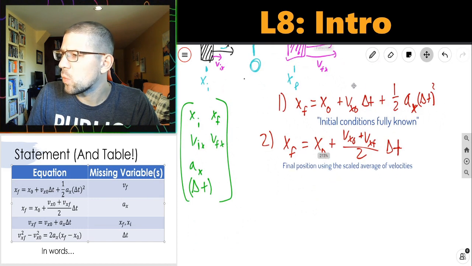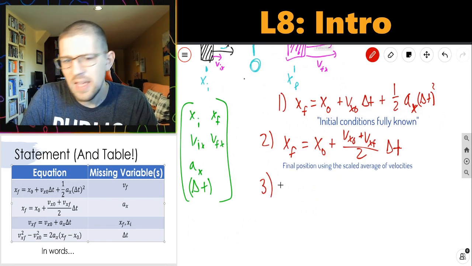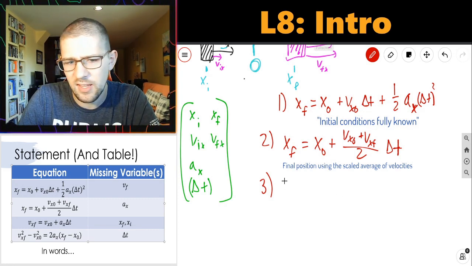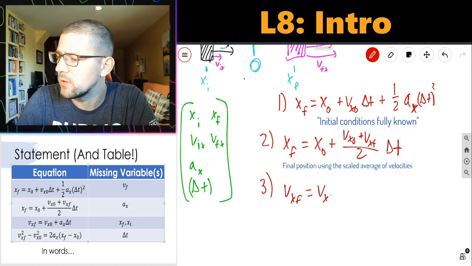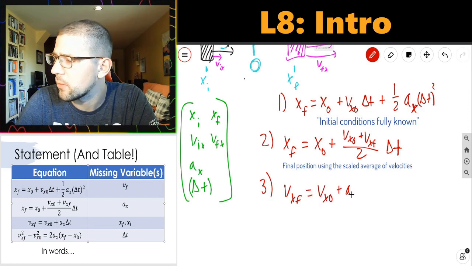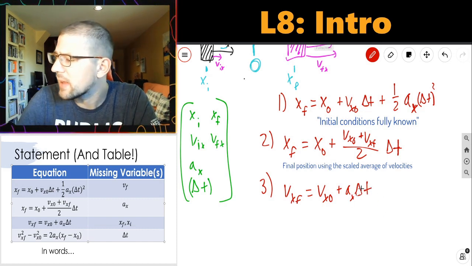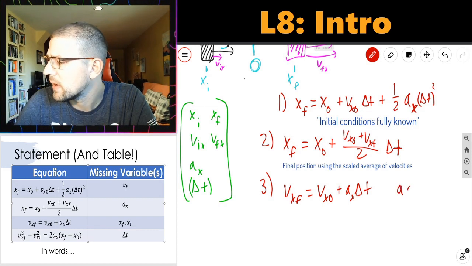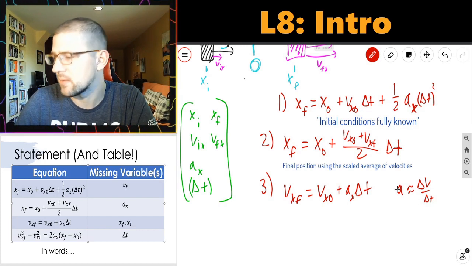All right, the third one is basically just the definition of acceleration. That's how I think of it. So it tells me that the final velocity is the initial velocity plus acceleration in that direction times the change in time. So acceleration times change in time, recall that acceleration is approximately delta v over delta t, and it's exactly that when acceleration is constant.